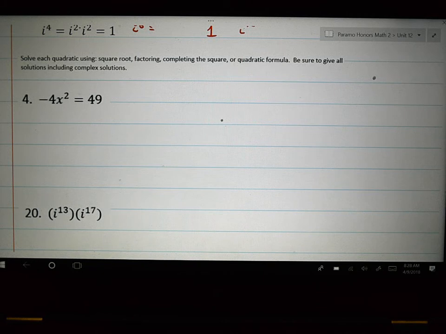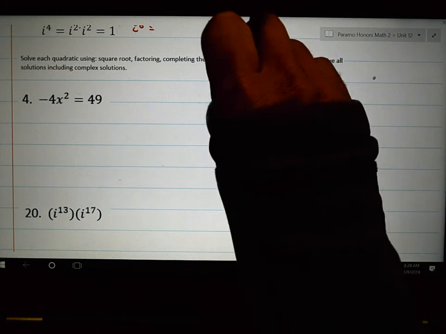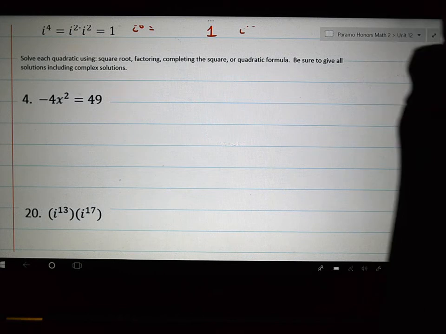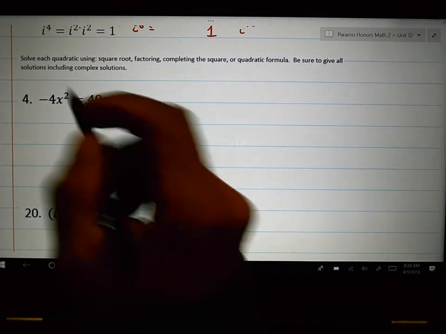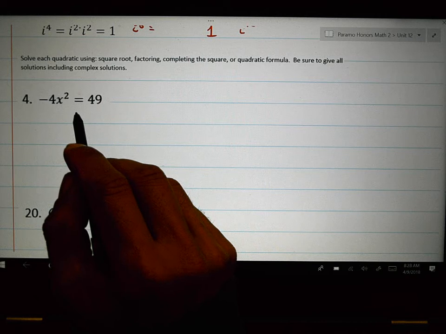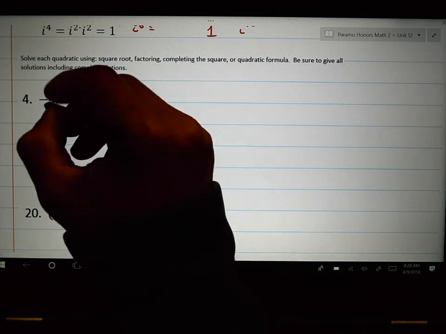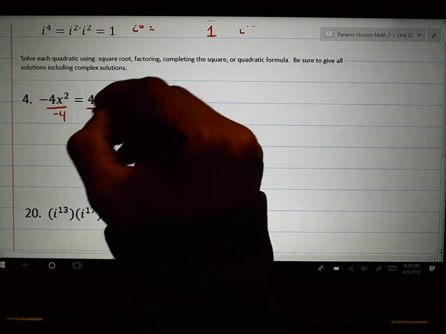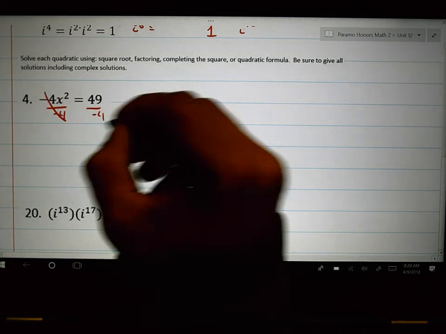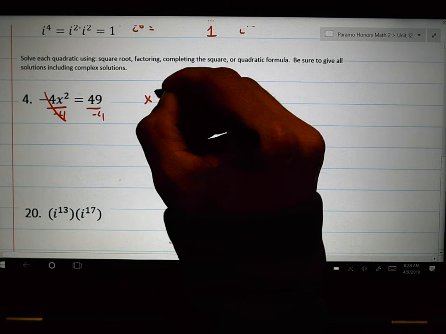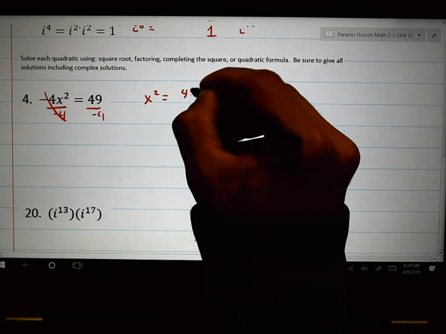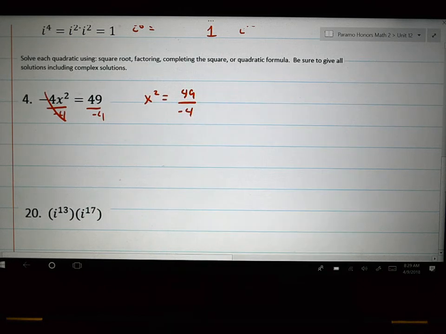You have a choice. You can factor this, but because there's no b value, I think what I'm going to do here is divide by -4 and divide by -4. There's multiple ways to do this, but this is just the way I'm going to choose to do it this time. So I have x squared is equal to 49 over -4.